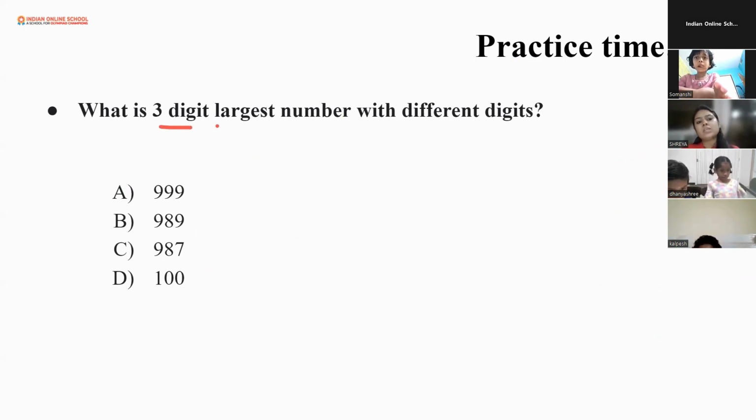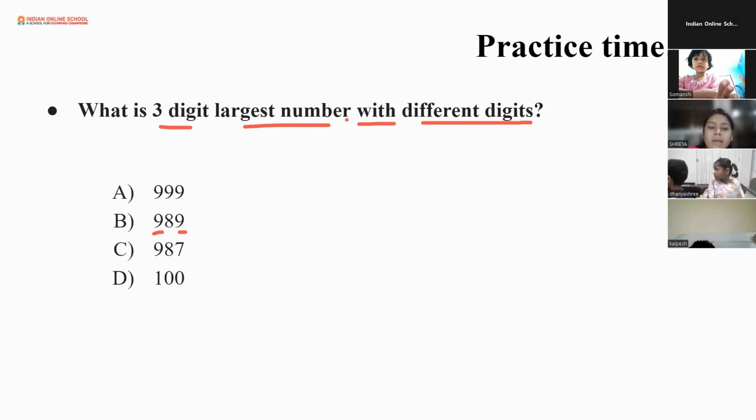Somanshi, can you tell us what is the three-digit largest number with different digits? Ma'am, option B. But those are the same digits. Different digits means if there are three digits, all three have to be different. No, Dhanashri, wait, all of you, please, no answering. Everyone will get a chance.